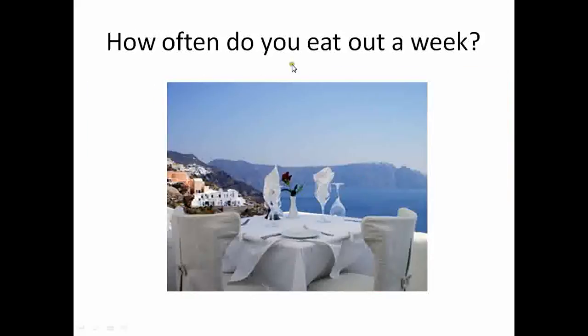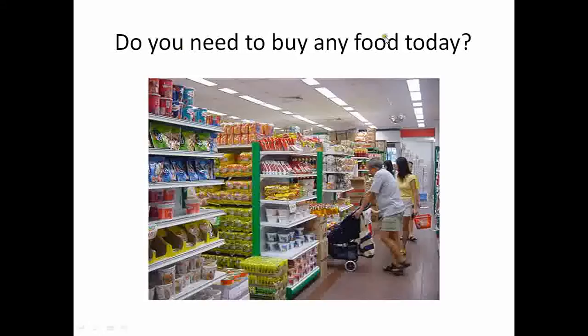How often do you eat out a week? Okay, I eat out once a week. I eat out on Saturdays, so one time a week. Okay, a yes/no question. So you have do as the helping verb, subject, main verb.